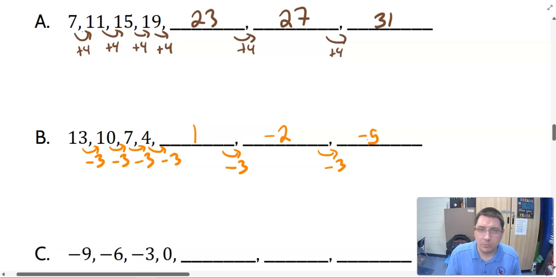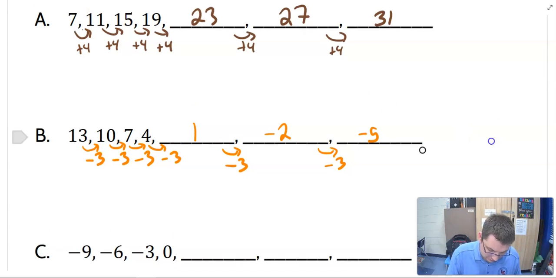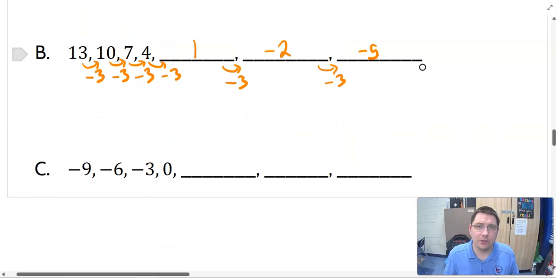All right, so let's look at one more pattern here. Let's try C. I want you to try this one on your own. If you need to, pause the video for a second and look at this example of -9, -6, -3, and 0. So pause the video now and try this example.